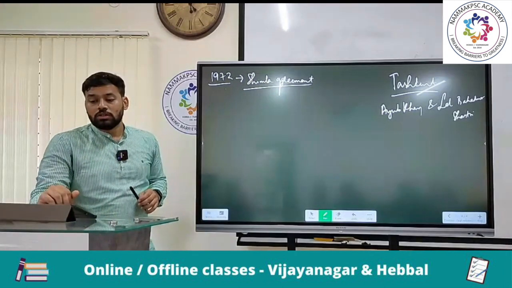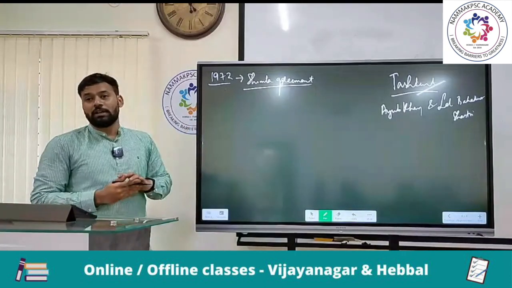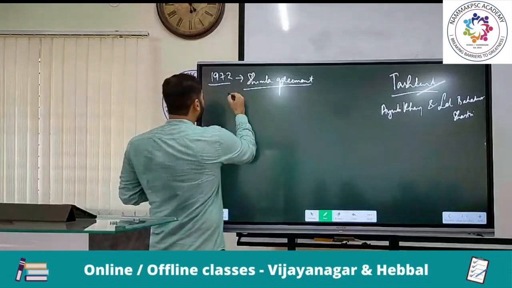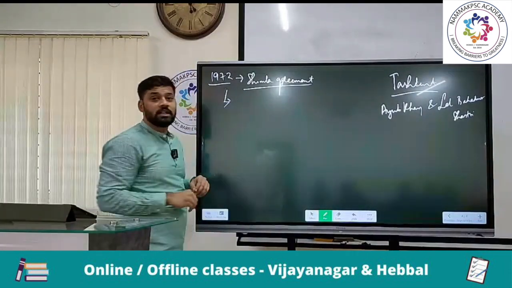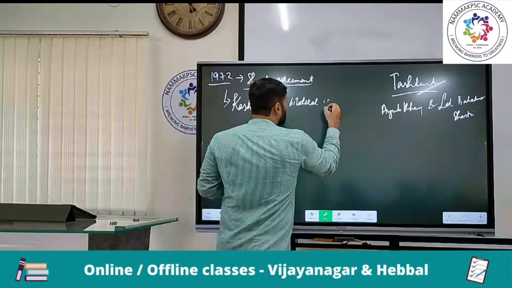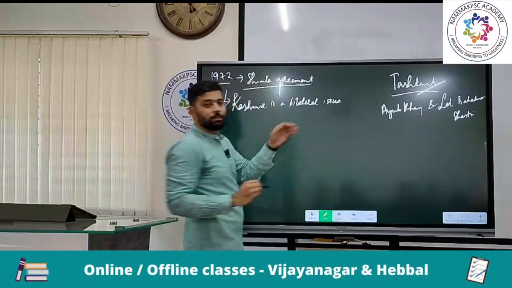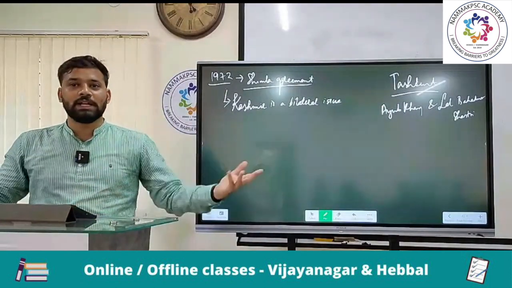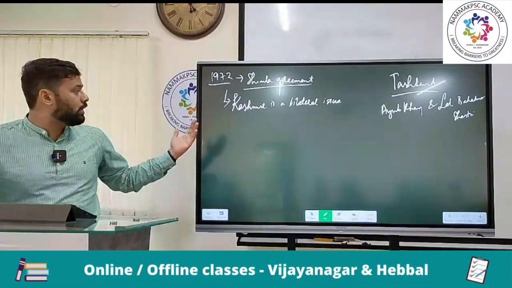Yeah. So in this Shimla Agreement, there are 3 important outcomes. The first outcome is Kashmir is a bilateral issue. So why is this point important?